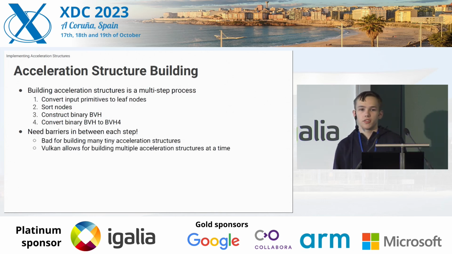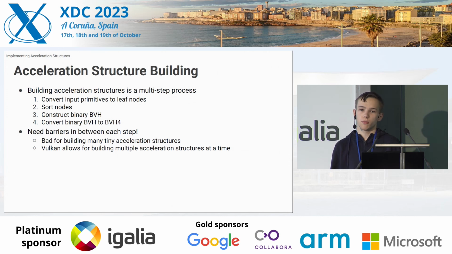Now, building acceleration structures is kind of a multi-step process. We first convert each input primitive to one leaf node, and then we sort all of those leaf nodes, because the app might provide these leaf nodes in some random order, we don't know which, and it's pretty unlikely that that order will be useful at all for BVH building. So we use a concept called Morton codes for sorting.